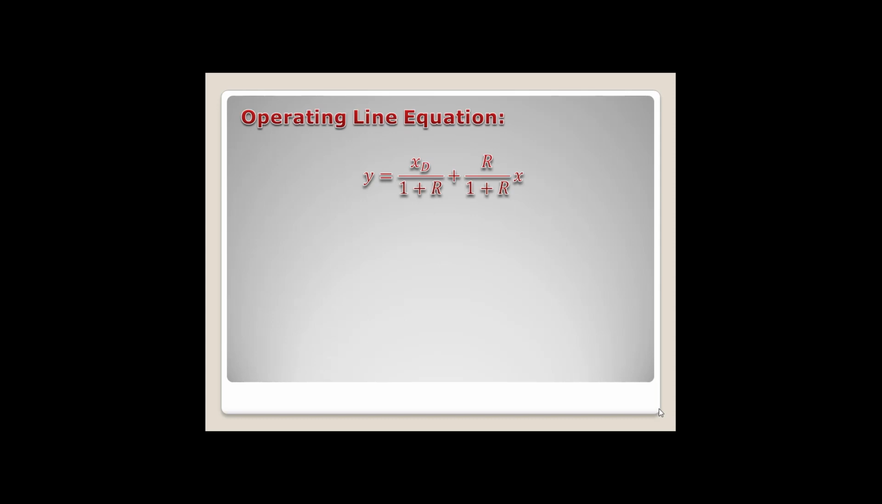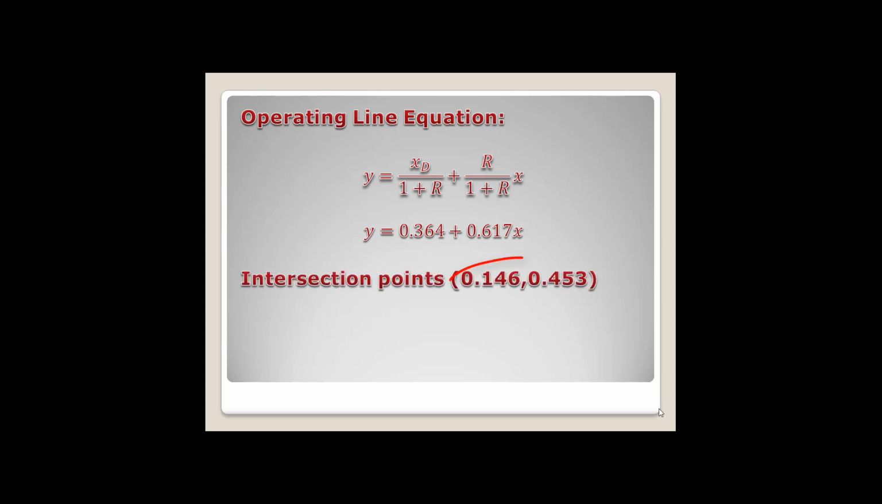Using the operating line equation of the rectifying section, substituting the values, we can simplify it as y is equal to 0.364 plus 0.617x. Equating the operating line and feed line equations, we were able to get their intercepts at points 0.146 and 0.453.